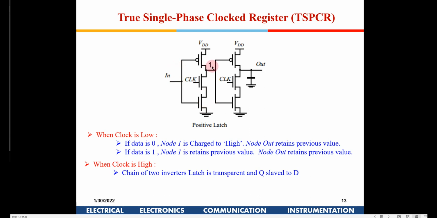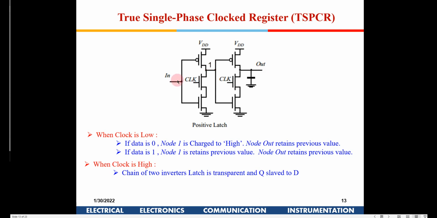But this node 1 will not get affected because now the clock is 0 here. So this continues to remain 1. So the output is not affected. Now let's take the second situation, where before the clock going low, this was 1 and this was 0, and this is 1 out here.